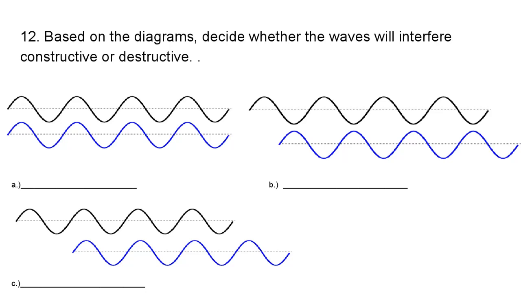Okay, let's determine if it's going to be constructive or destructive here. Alright, so the first one here, we have this crest lines up with a crest. This crest lines up with a crest. I'm seeing crest lining up with a crest. So crest to crest, that's going to be constructive.